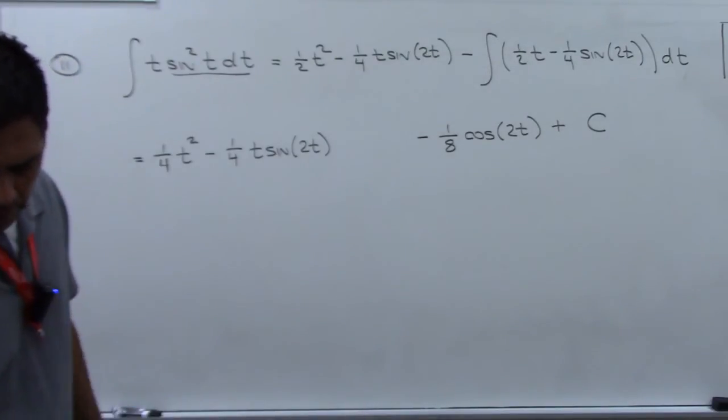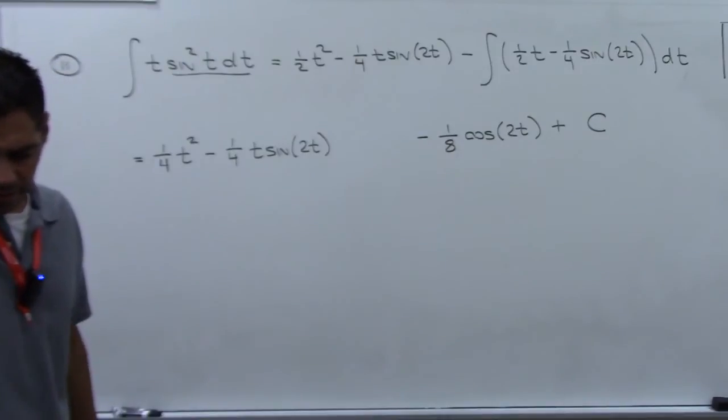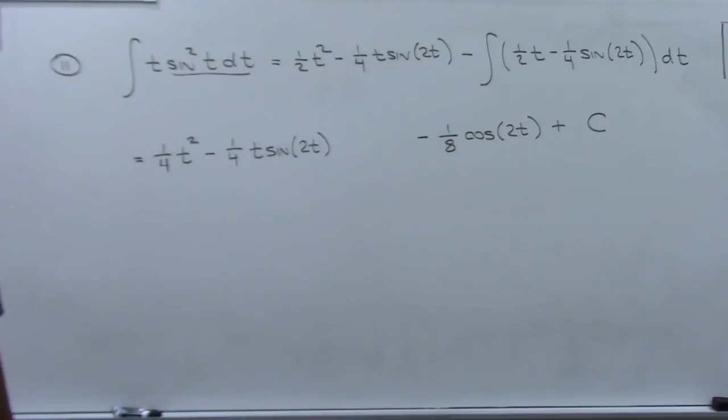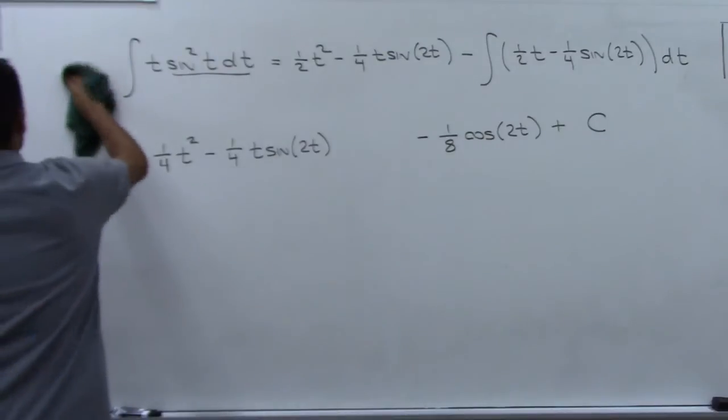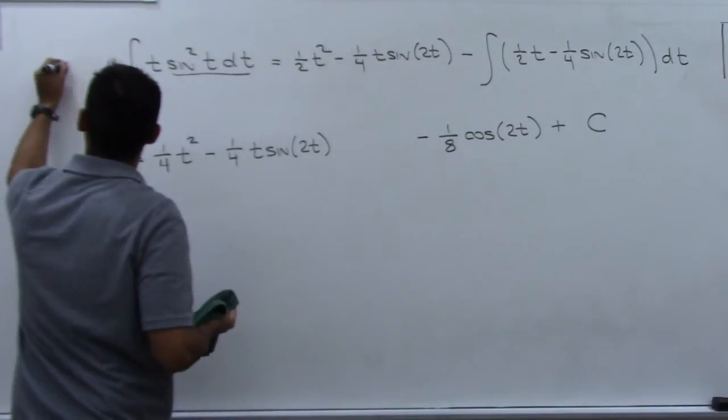12. I think I'll skip 12. 12 is exactly like 11, except they use cosine squared instead of sine squared. So I'll skip 12. 13 looks interesting. I may have done 13 in class now I think about it.